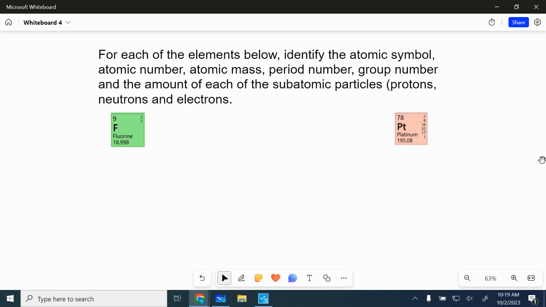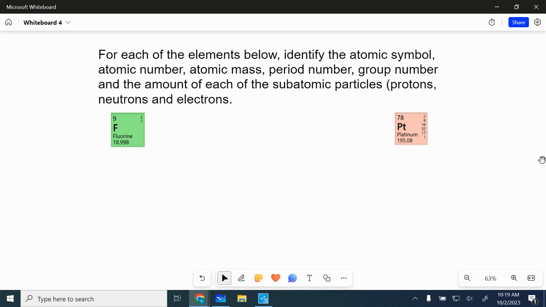Today we're going to be looking at how do we interpret the periodic table. So here I have a problem. It says, for each of the elements below, identify the atomic symbol, atomic number, atomic mass, period number, group number, and the amount of each of the subatomic particles, protons, neutrons, and electrons.